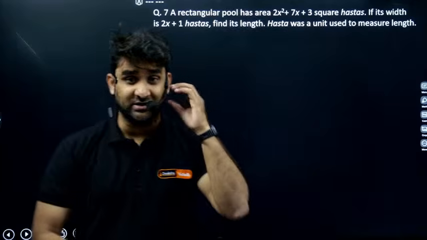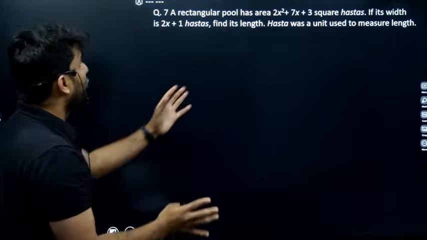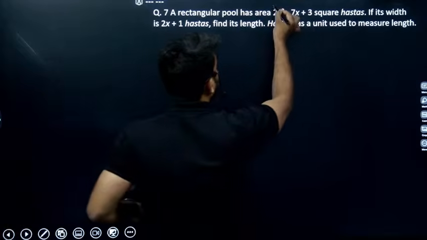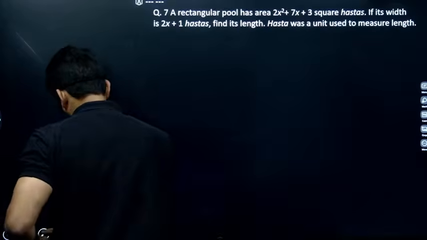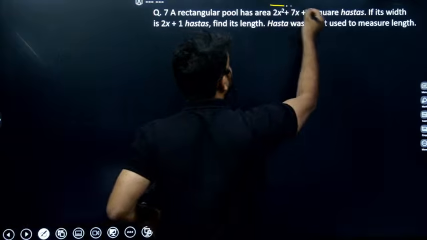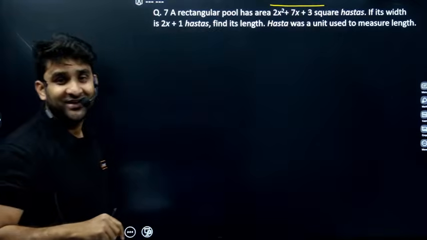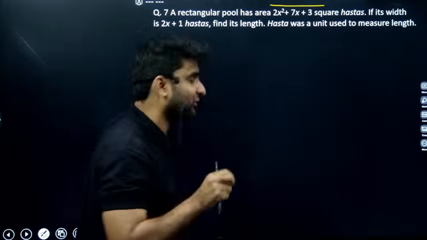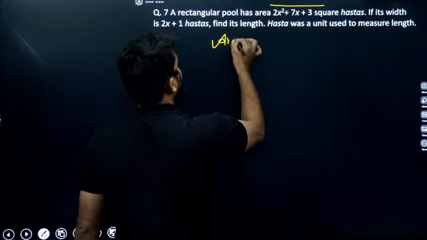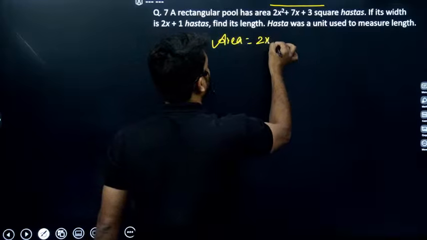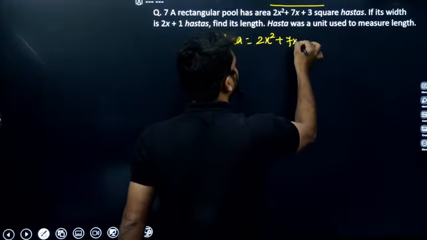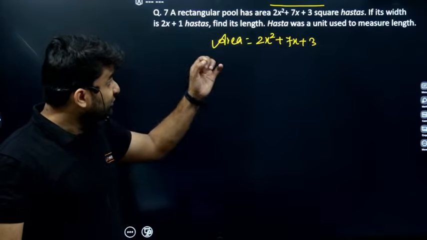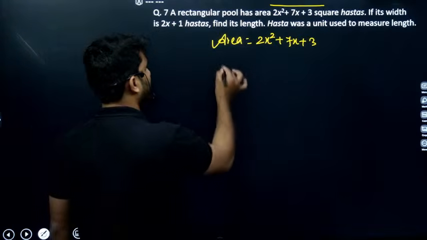Come on, look at the question. A rectangular pool has area. Okay, so there is a rectangular pool, and the area of the rectangular pool is given to you. But the twist is, area is given in polynomial form. Area is not given in numeric form. Area is given in polynomial form. So area is equal to 2x square plus 7x plus 3. Don't worry, yeah. Your Sonu sir is here. If its width is 2x plus 1, perfect.